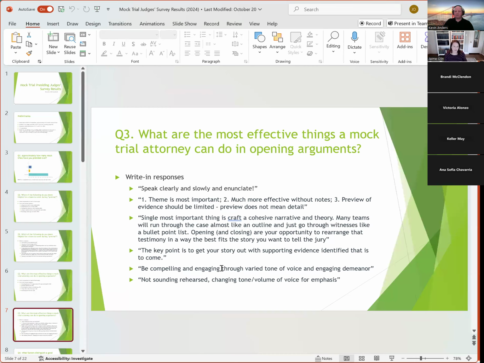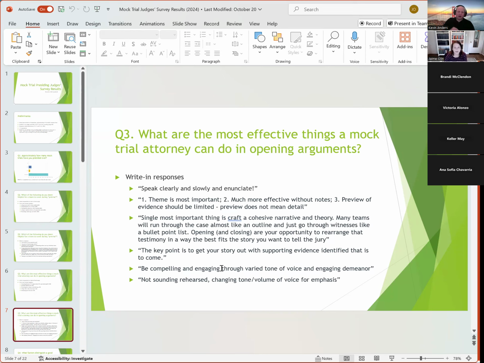And so that's something to keep in mind when you're practicing your opening, when you're practicing your closing, is making sure that you are modulating your tone of voice and it's more like a conversation. I think a good opening really is a conversation with the jury.